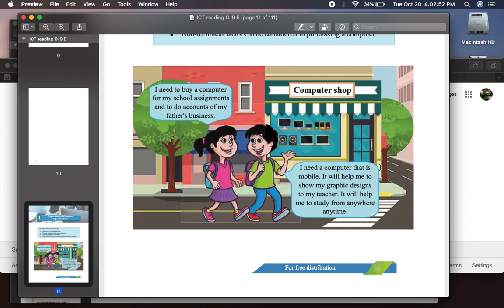The young girl says, "I need to buy a computer for my school assignments and to do accounts for my father's business." And then the boy says, "I need a computer that is mobile. It will help me to show my graphic designs to my teacher. It will help me to study from anywhere, anytime."